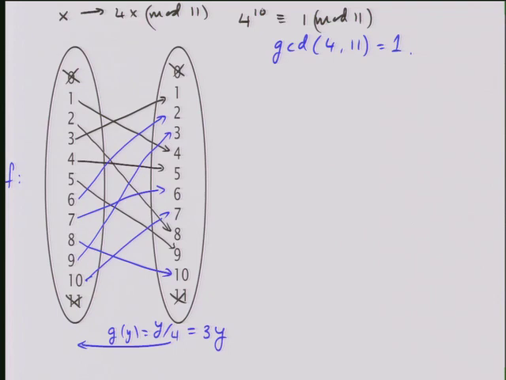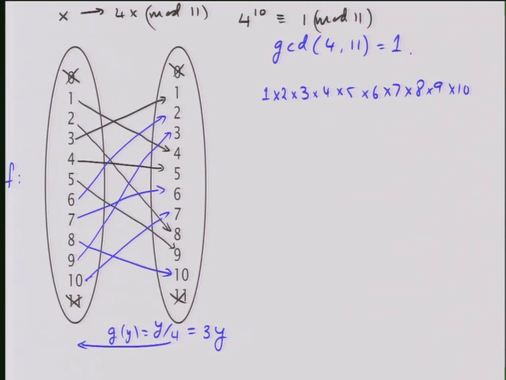So let's multiply out the numbers on the left. The numbers on the left multiply out to being 1 times 2 times 3 times 4 times 5 times 6 times 7 times 8 times 9 times 10, mod 11, right? What about the numbers on the right?